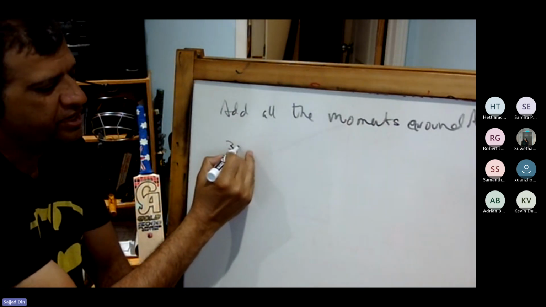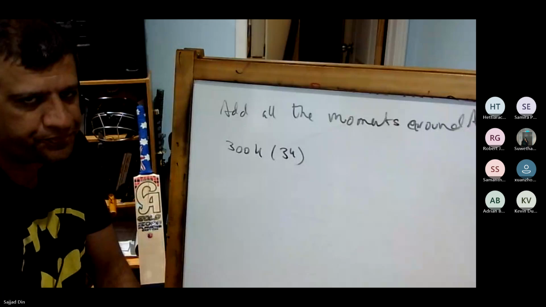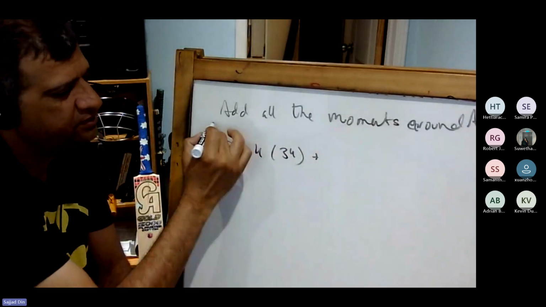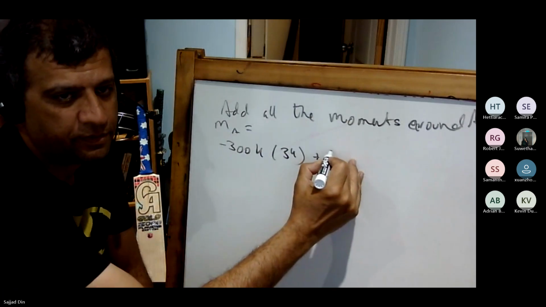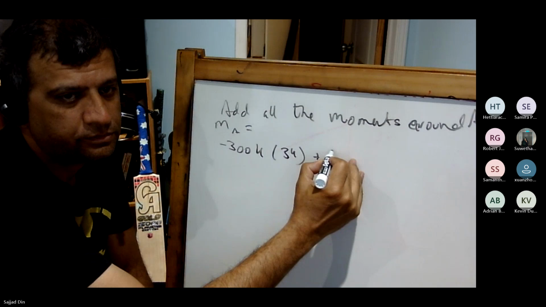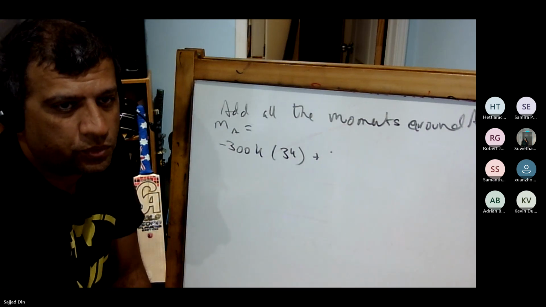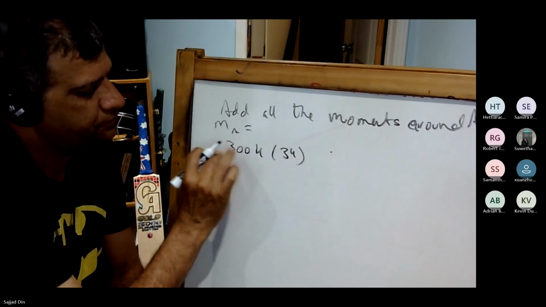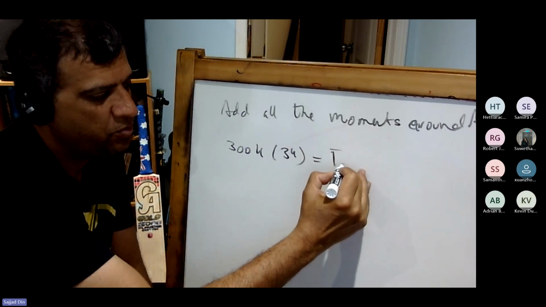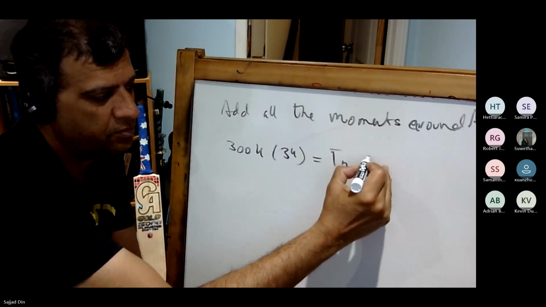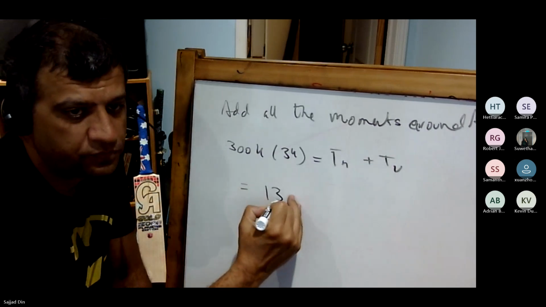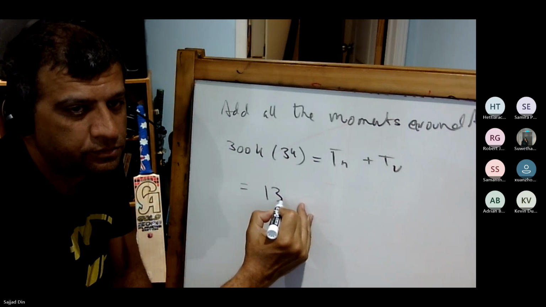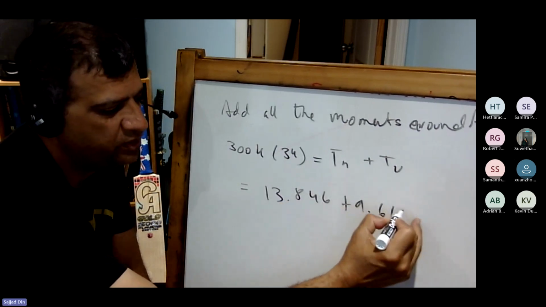So the first one is 300K times 34, but it's in the clockwise, it's negative, plus, so moments around A is equal to, plus TH, which we calculated, so this is going to be equal to the moment due to TH plus the moment due to TV, which is equal to 13.846 plus 9.615.